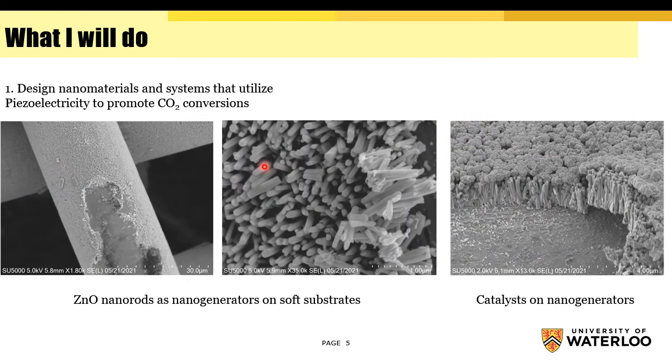So what I'm going to do first is to design nanomaterials and systems to utilize piezoelectricity to promote CO2 conversions. For example, I use zinc oxide nanorods grown on these flexible substrates. I use these nanorods as nanogenerators to generate piezoelectricity and use this electricity to promote the catalyst performance. As we can see, we have some catalyst on top of these nanogenerators.